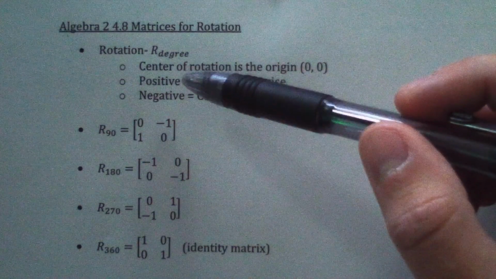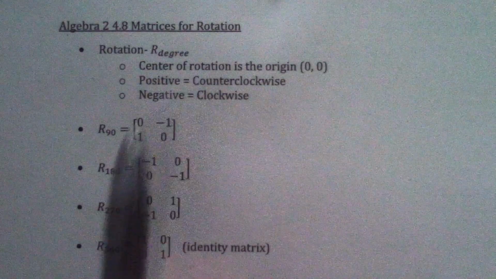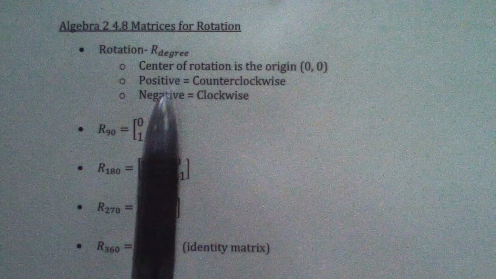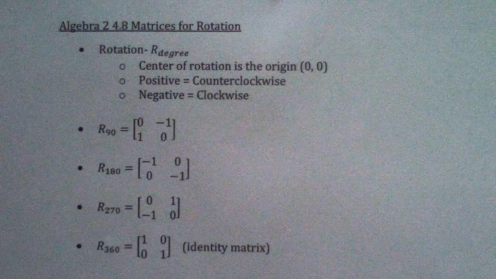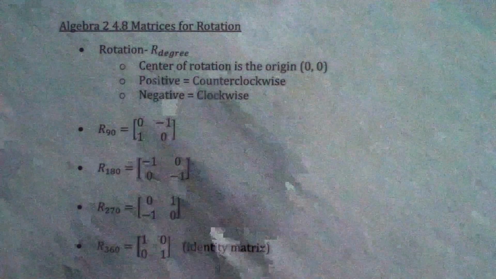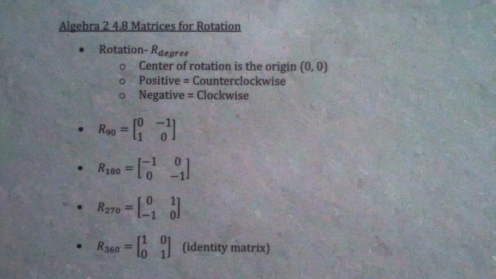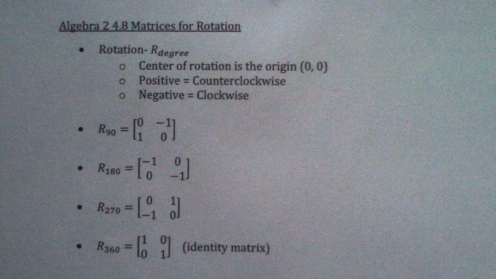Okay, so if it has a capital R and then something kind of below it, that's a rotation of whatever degree amount it is. So it'll say like 90 degrees or 50 degrees or whatever, and that'll tell you how far you're rotating. The center of our rotation is always going to be the origin, 0, 0, so we're always turning around the middle of our graph.